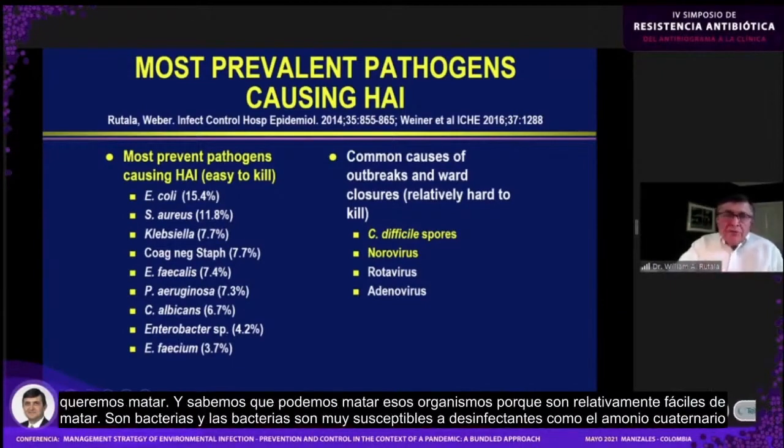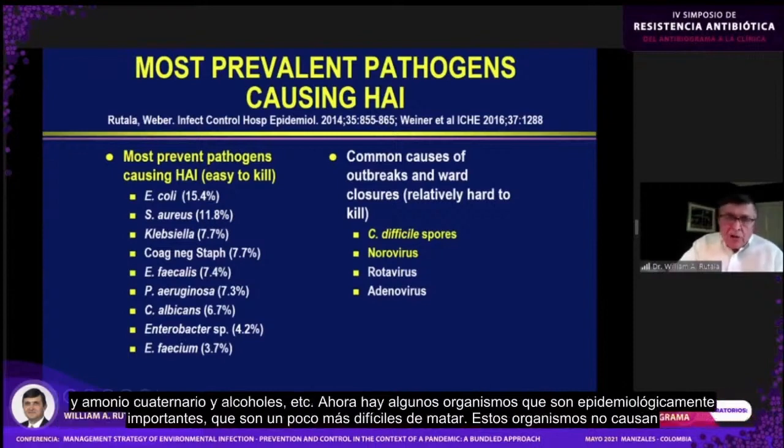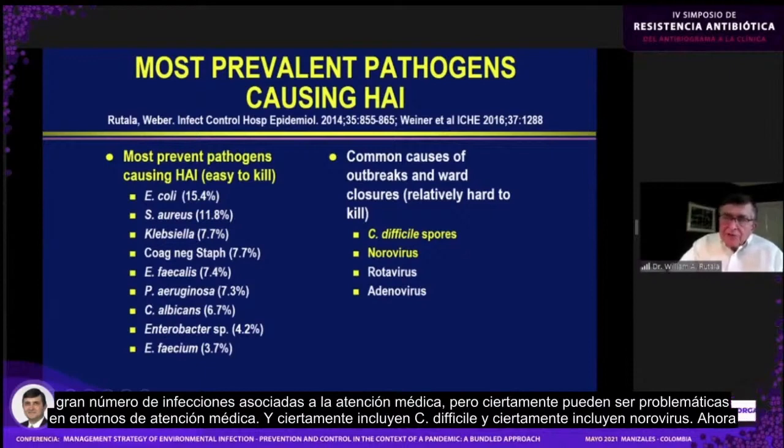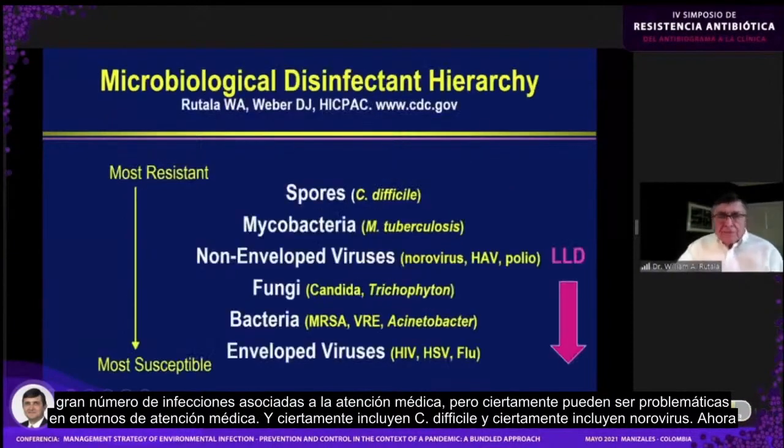And we know we can kill those organisms because they're relatively easy to kill. They're bacteria. Bacteria are very susceptible to disinfectants like quats and alcohols and so forth. Now, there are some organisms that are epidemiologically important that are a little harder to kill. These organisms don't cause a vast number of healthcare-associated infections, but certainly can be problematic in a healthcare setting. And certainly they include C. difficile, and certainly they include norovirus.